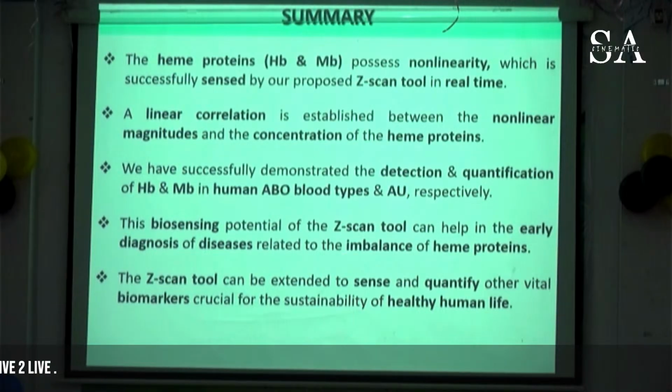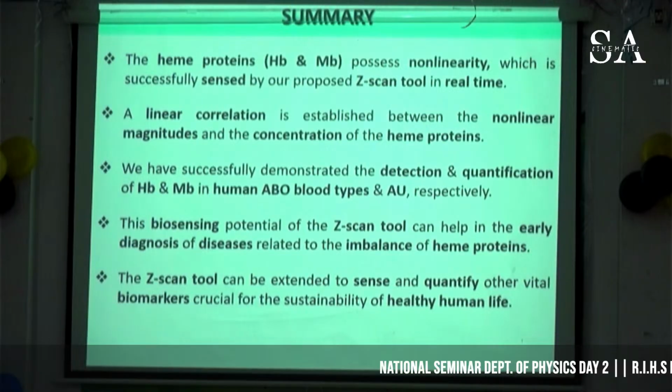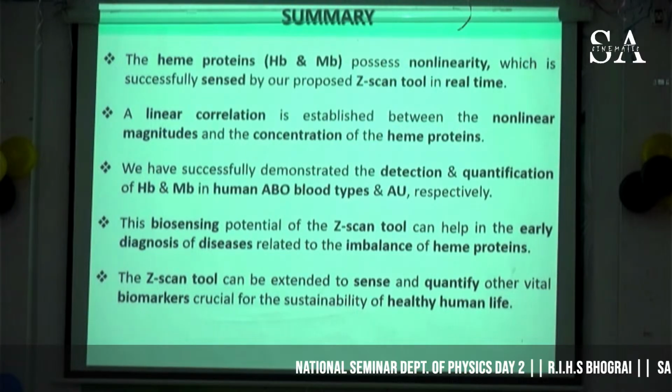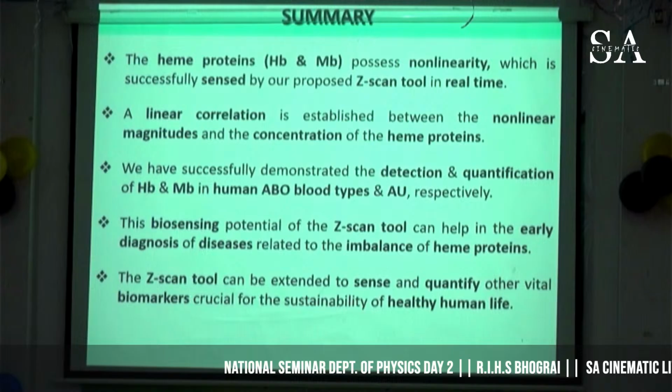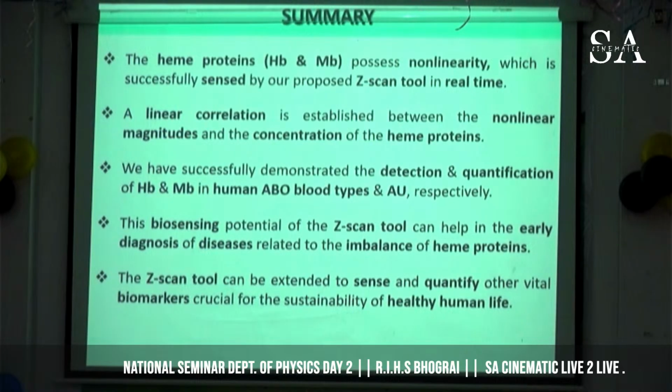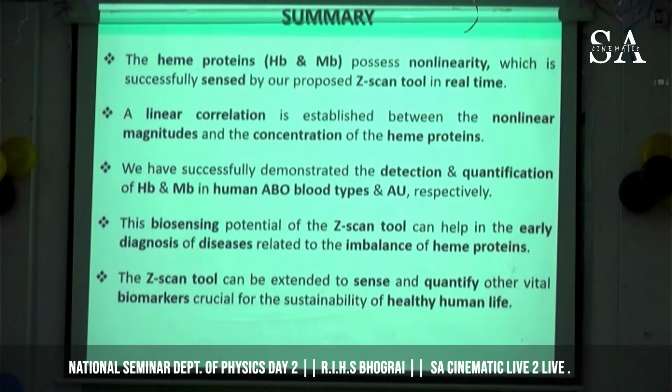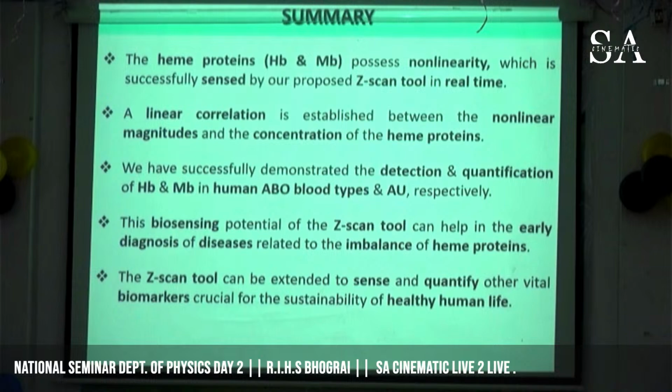Therefore, early diagnosis of diseases related to the imbalance of heme proteins can be done using this tool that we have developed in the lab. This tool can be extended not only to these parameters but to any biological parameters related to any human disease, and it will be helpful for the sustainability of a healthy human life.